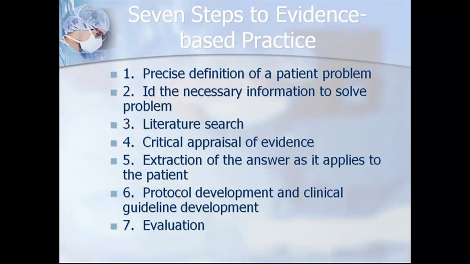There are 7 steps to evidence-based practice. We will go through each one individually on the next slides. Number 1 is thinking of a problem. You need the precise definition of that problem. Number 2 is decide what is needed to help solve the problem. 3 is to complete a literature review.